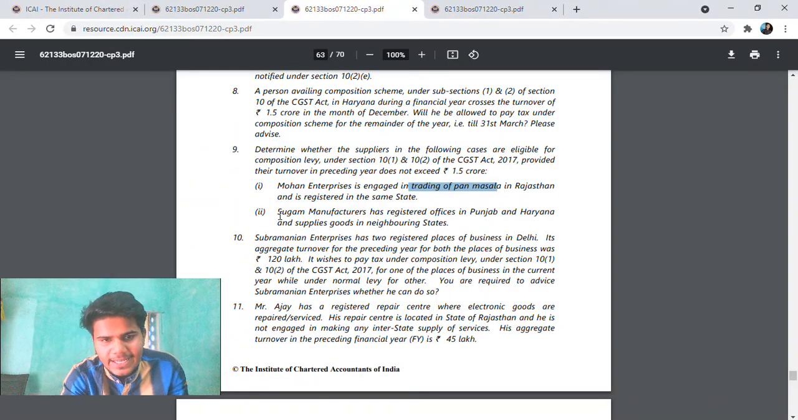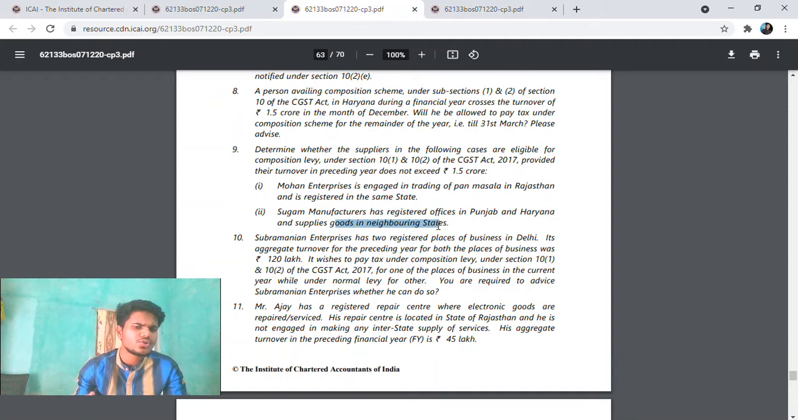Okay, next question. Sugam manufacturer has a registered office in Punjab and Haryana and supplies goods in the neighbor state. So supplying the goods in the neighbor state. So neighbor state means other state. So he is making inter-state supply, and a person who is making inter-state supply is not eligible for the composition scheme. Okay.